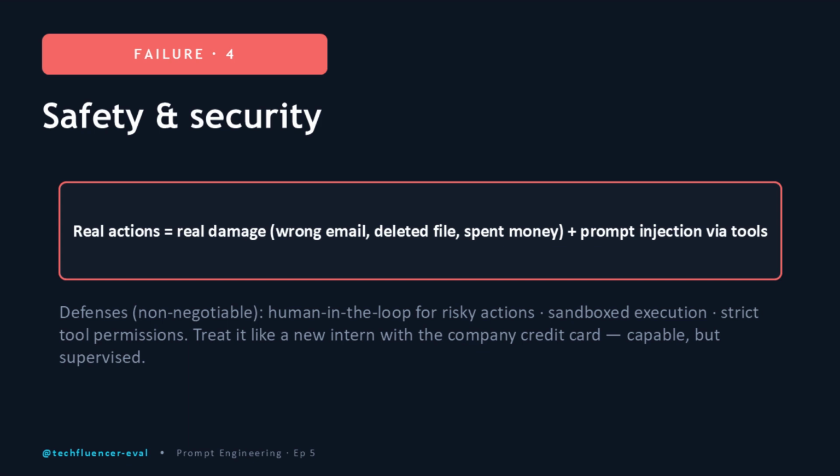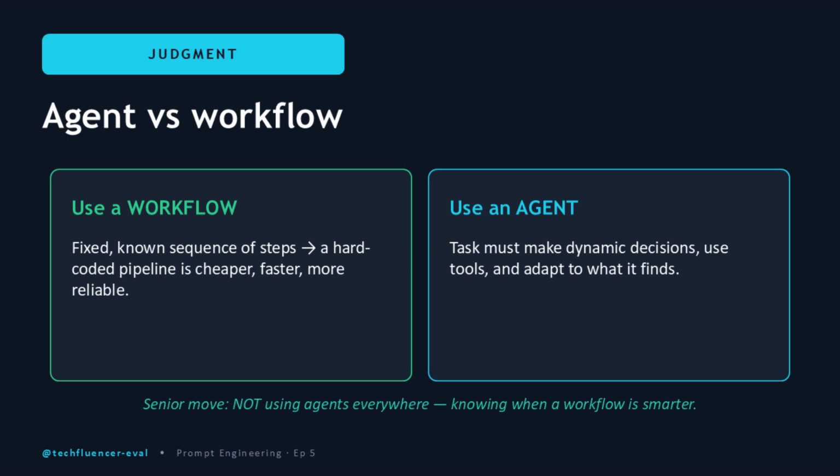Capable but supervised, which leads to the most important judgment call of all: when not to use an agent. Agents add cost, latency, and unpredictability. If your task is a fixed, known sequence of steps, a plain workflow, a hard-coded pipeline will be cheaper, faster, and far more reliable. Reach for an agent only when the task genuinely needs to make dynamic decisions, use tools, and adapt to what it finds. The mark of a senior engineer isn't using agents everywhere. It's knowing when a simple workflow is the smarter choice.